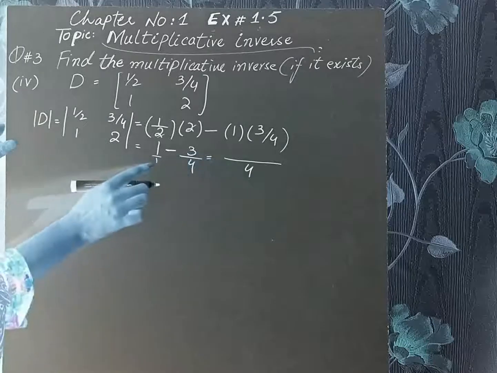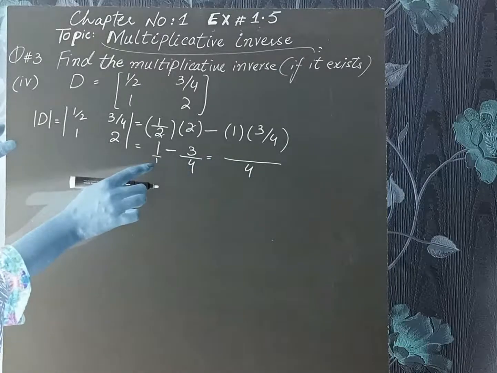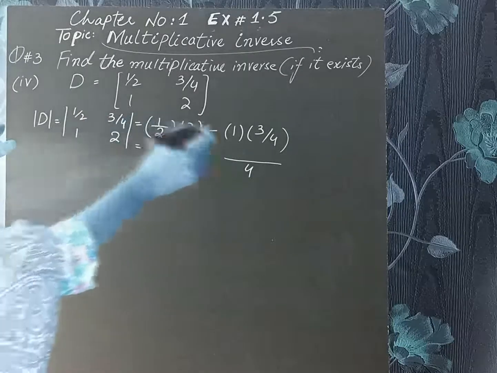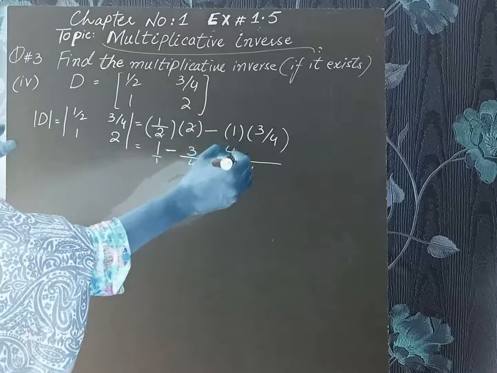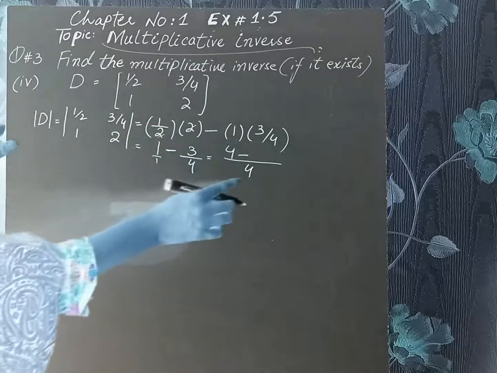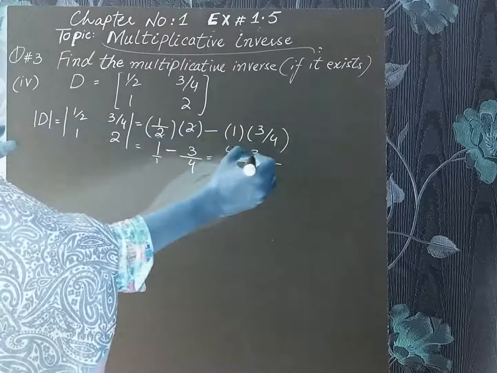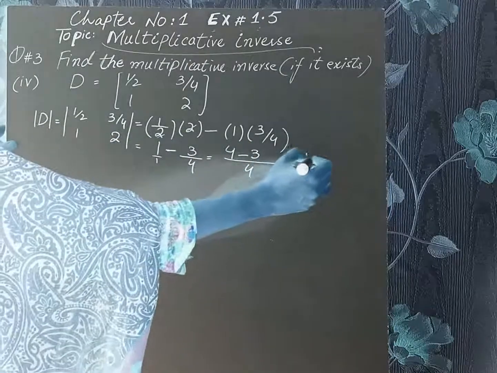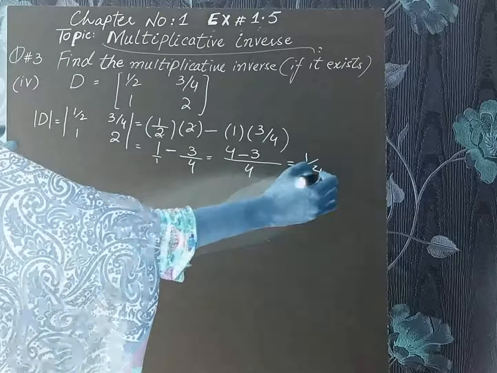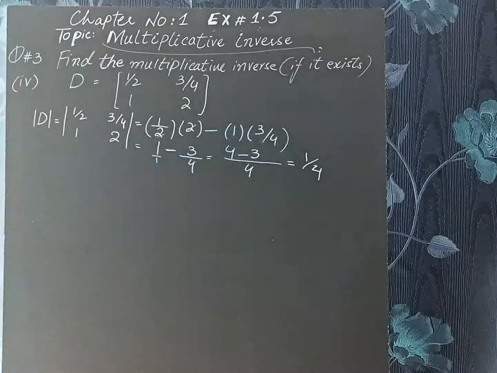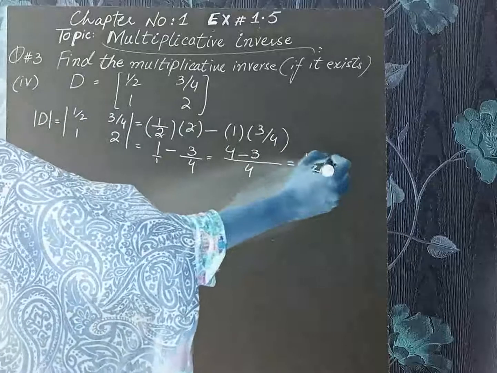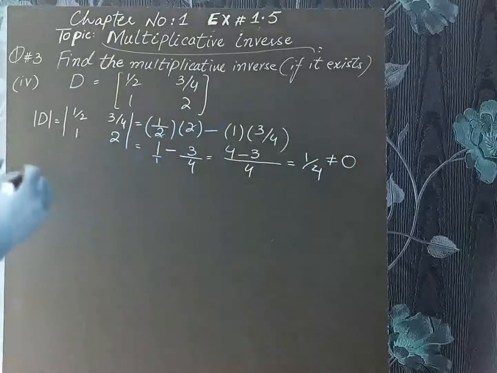Now 4 and 1, the LCM is 4. 4 will be divided by the first denominator: 4 divided by 1, 4 multiplied by 1, we will get 4. Here 4 divided by 4 is 1, and 1 multiplied by 3 is 3. So this equals 1 by 4, since 4 minus 3 is 1. It means the determinant of D is not equal to 0.